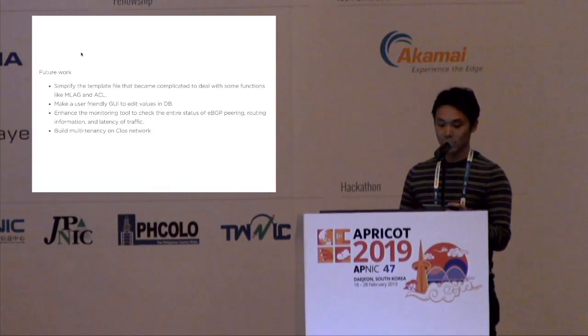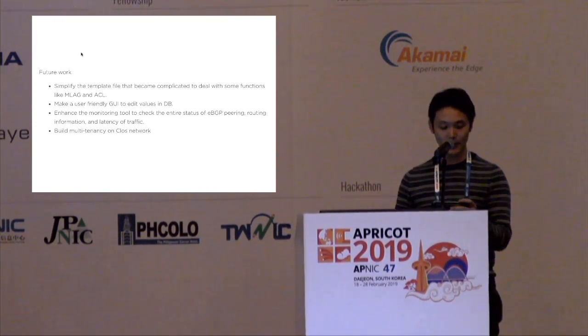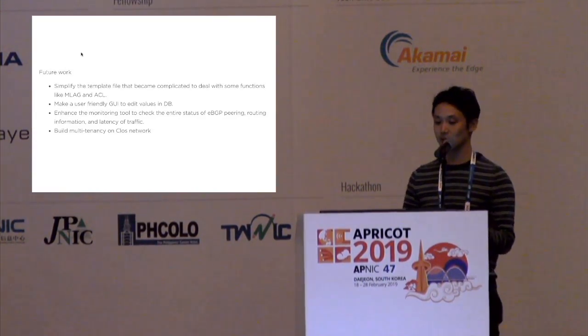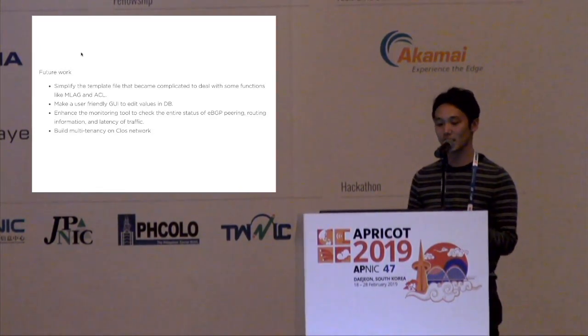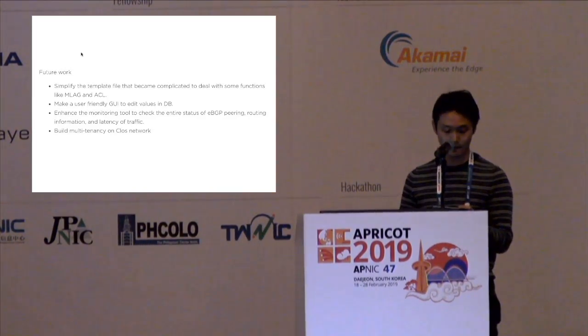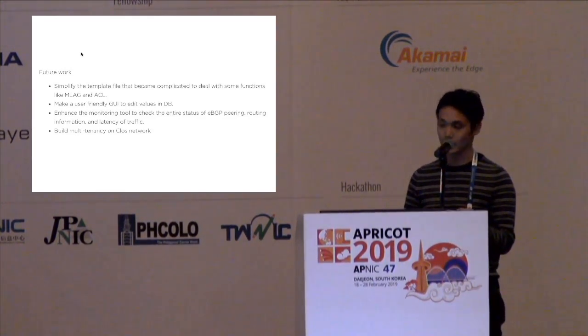We are still on a journey to our network automation, so we still have many things to do as future work. For example, we would like to simplify the template that became complicated to deal with some functions like MCLAG or ACL. They are used on very limited servers. And in the future, we would like to build multi-tenancy on a closed network to meet the demand for isolated environments like fintech services.